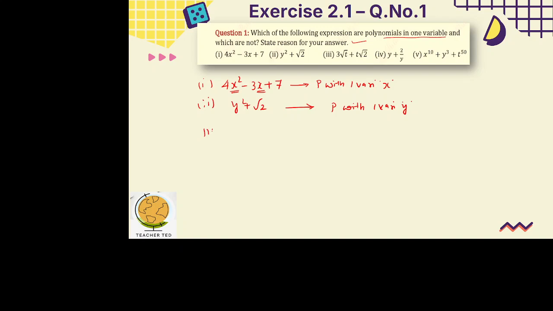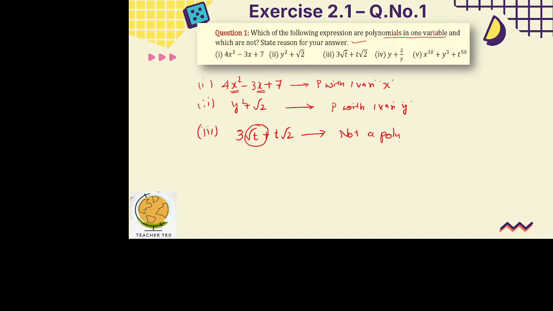The third problem, there is a confusion here because root 2 is not a whole number. So 3 root 2 plus t root 2. You observe in this first term, if you take the power, that is t to the power of 1 by 2. In the previous video I explained the power of t should be a whole number. It should not be a rational number or any negative number. Then we can say that this is not a polynomial.